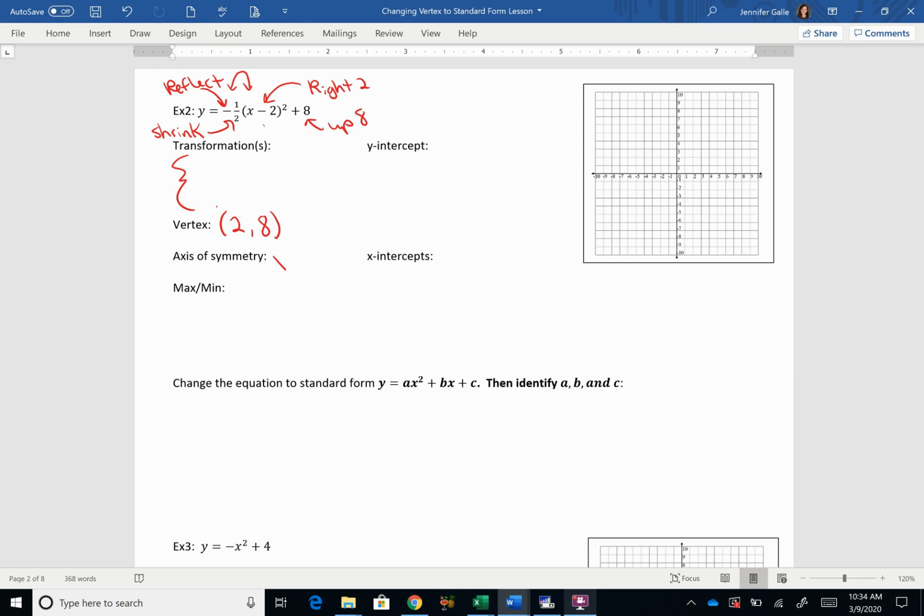Axis of symmetry, x equals the x value at the vertex. What do we think, guys? We're going to have minimum or maximum? We're going to have a max because we reflected, right? If we reflect, we have that high point, we have a max. And it's going to be a max of 8.